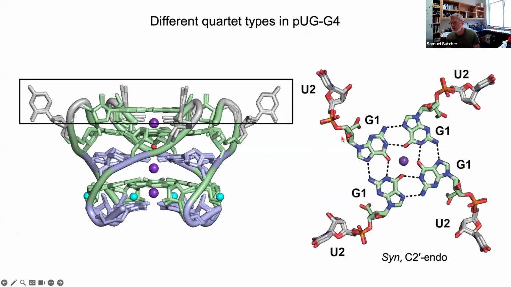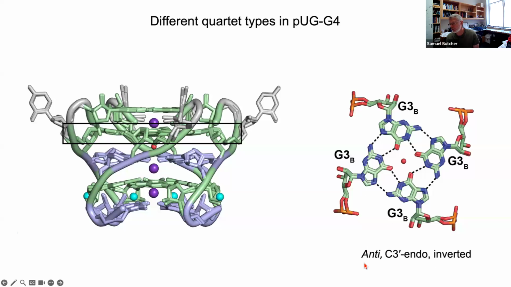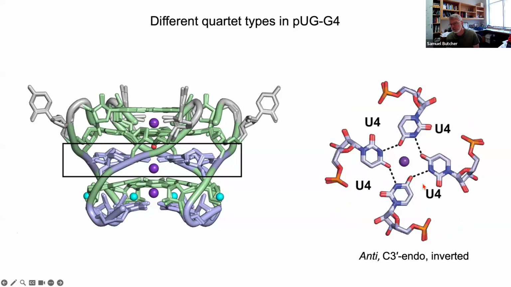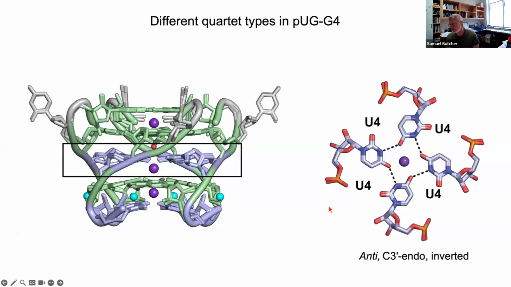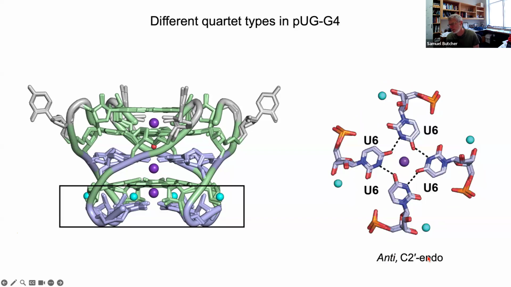So again, this is a right-handed quartet now. It's sort of the opposite handedness of what I showed you before. And again, each layer is different. We have different types of quartets: U quartets, G quartet, U quartet. And even the U quartets here are different kinds of U quartets. We have an anti-C3' endo and an anti-C3'.